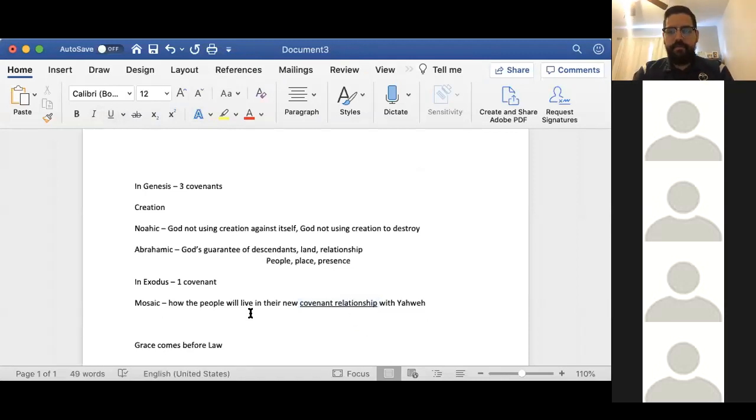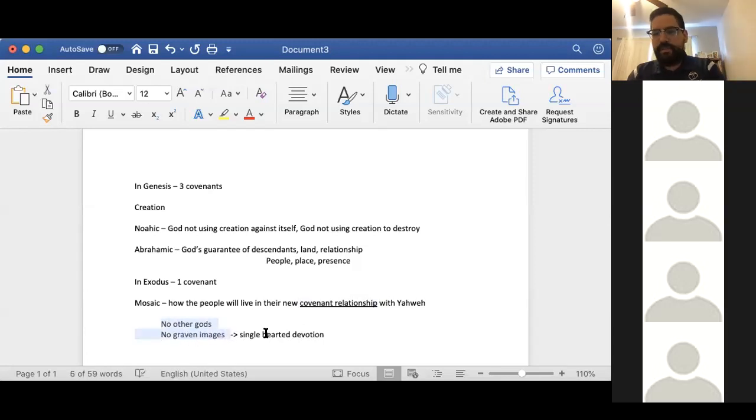Covenant relationship. So because then all these, that no other gods, no graven images, that these are what they're going to relate back to. They're going to relate back to this kind of single-hearted devotion. And I brought that up before in Deuteronomy and then again in Exodus, that what these two are going to suggest specifically comes down to this kind of single-hearted devotion to Yahweh, which you find out that Israel will have a very difficult time dealing with.